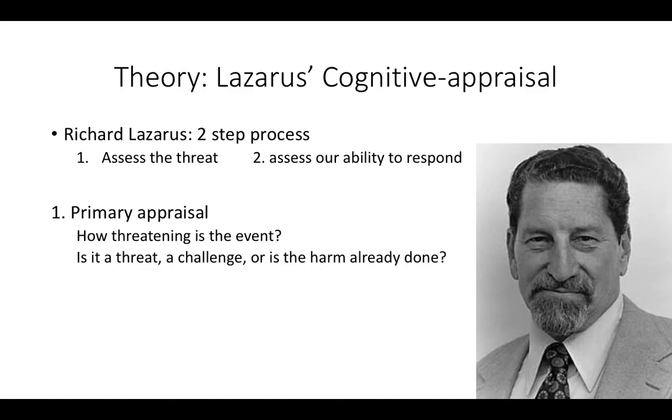But if you've already run off the road and slammed into a tree and you're sitting there with the front buckled in, it's still stressful, but the harm is already done, and so it's a different perception of the threat. And then the secondary appraisal is, how am I going to deal with this? Do I have the resources to deal with it, and what am I going to do?